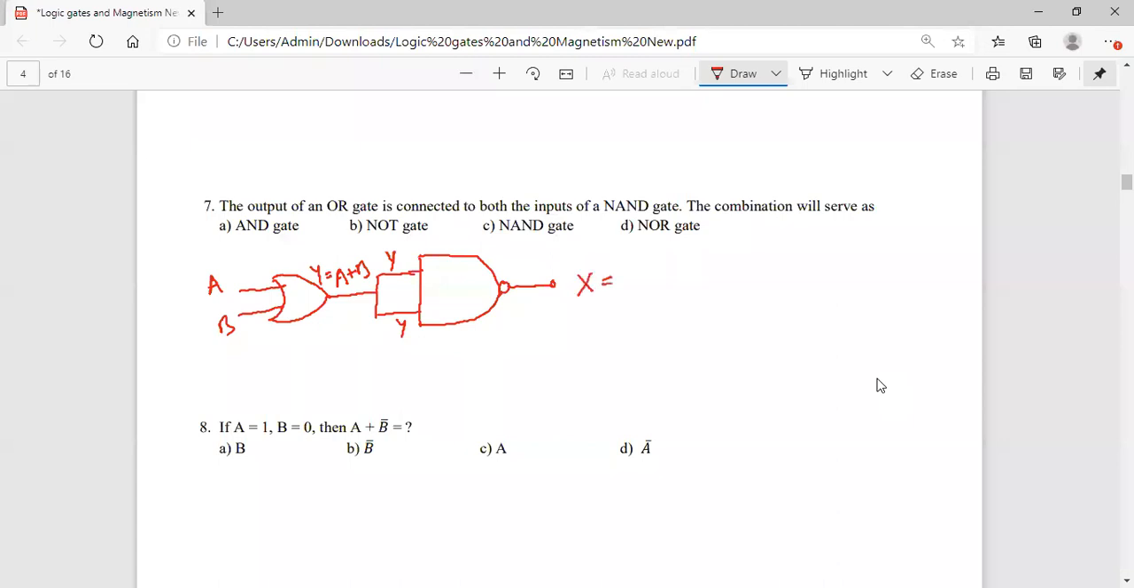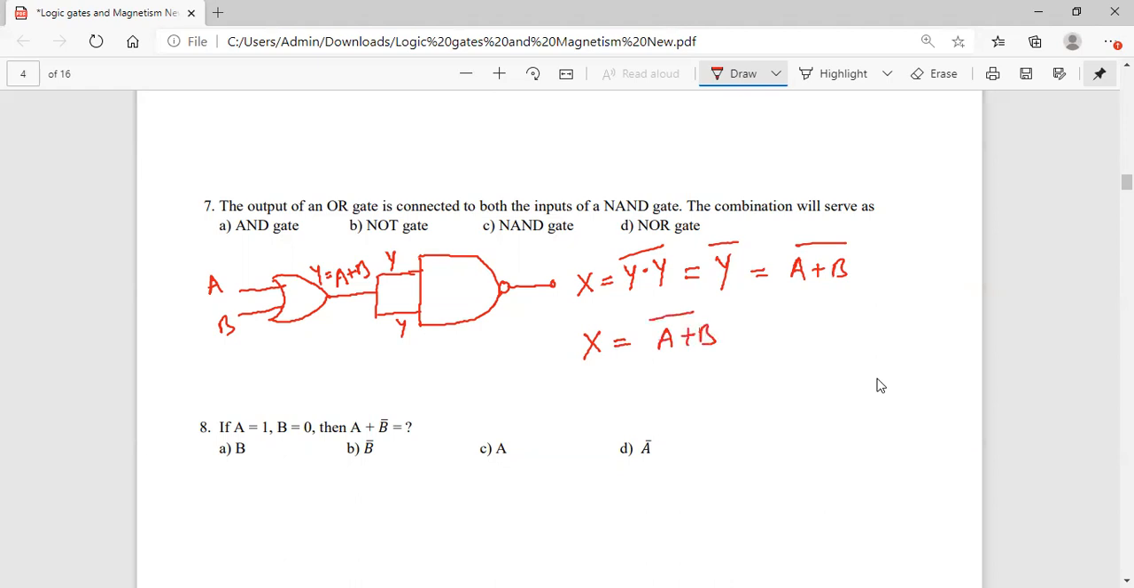This is X. X is equal to a NAND gate. NAND gate means what? Y into Y bar. Y into Y bar is equal to Y bar. According to the rule, Y into Y is Y. Therefore, it's Y bar, and Y is equal to A plus B. So Y bar is A plus B whole bar. Then X is equal to A plus B whole bar.